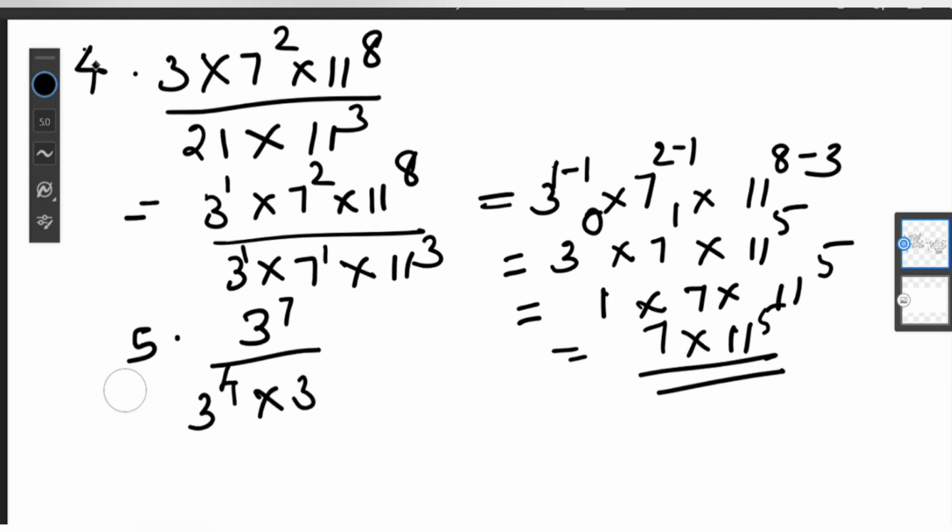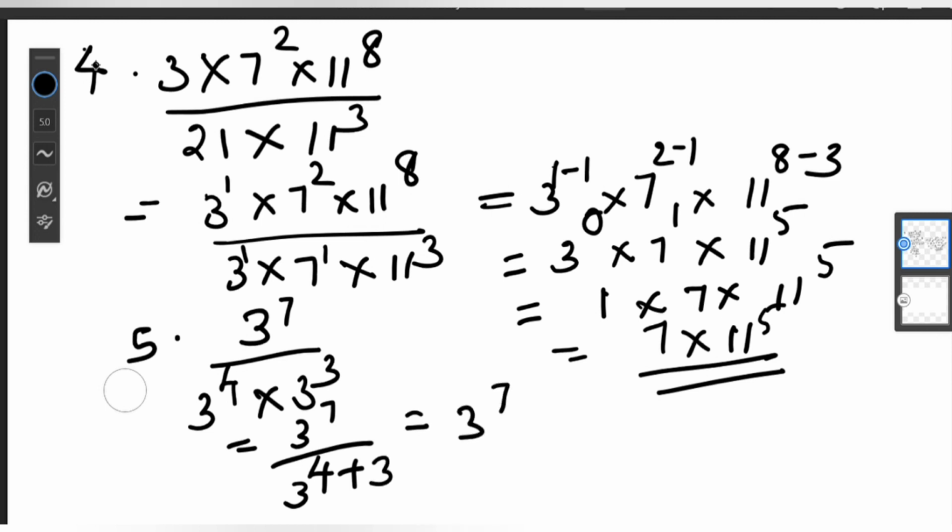Then fifth problem: 3 to the power 7 by 3 to the power 4 into 3 to the power 3. So we can do the lower portion first. Okay, what is given here? 3 to the power 7 by 3 to the power 4 and 3. How can we write it? 3 to the power of 4 plus 3.